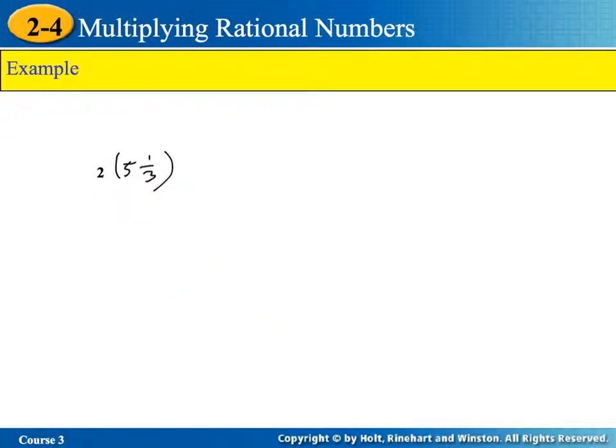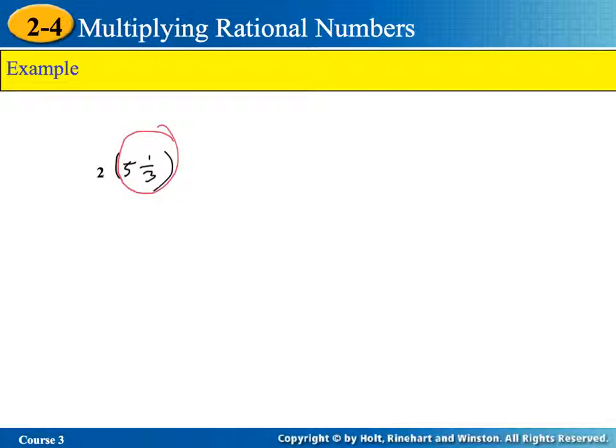All right, so now we have 2 times 5 and 1/3. This is a tricky one. You're multiplying, but tell me how this is different from the last problem. Say it out loud. I hope you said that this is a mixed number. We have a mixed number here, rather than a fraction.